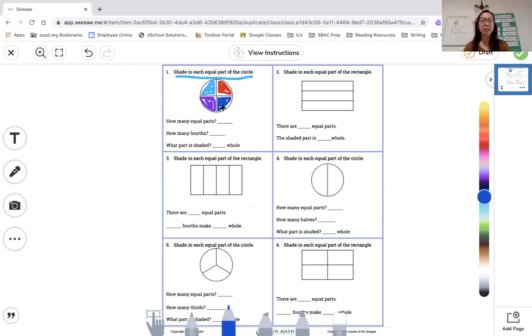Okay, so look guys, how many equal parts did we have? Well, we know we had 1, 2, 3, 4 equal parts. So there's 4 equal parts. Well, 4 equal parts tells us we have fourths. So how many fourths do we have? Of course we have 4 fourths. And what part is shaded? Well, we shaded in the whole circle, so that's 1 whole.